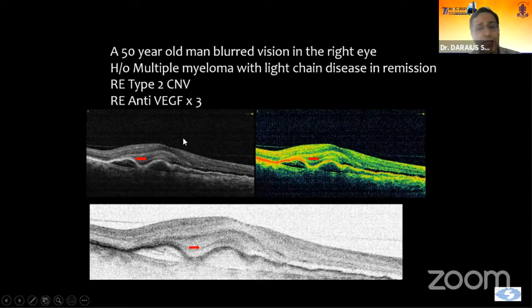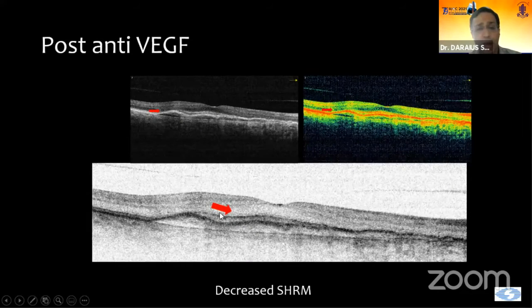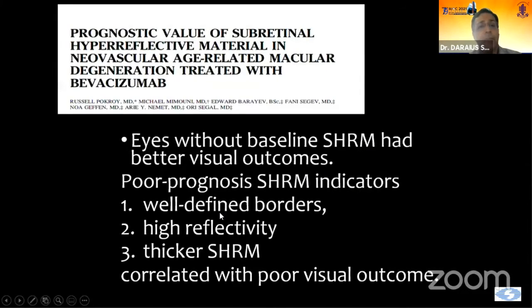Let's see an interesting case of a 50-year-old man who had multiple myeloma with light chain disease, but he presented with a type 2 CNV. You can see the SHRM here. Post anti-VEGF, it has reduced and the patient has done well. But we must remember that eyes with SHRM do worse. And the poor prognostic features in SHRM are SHRM with well-defined boundaries, high reflectivity, or thicker SHRM.